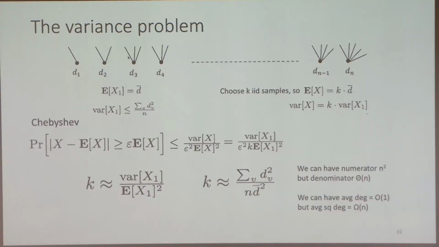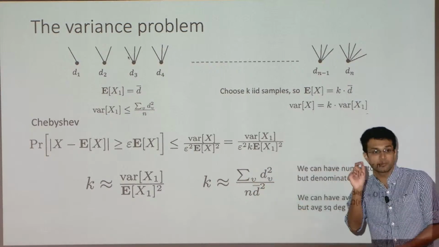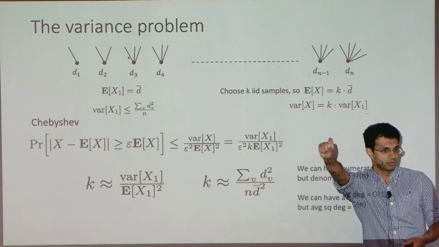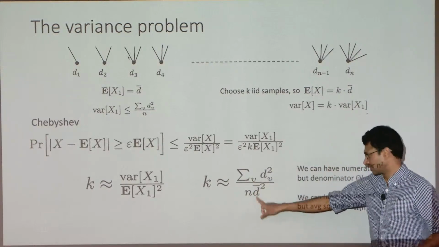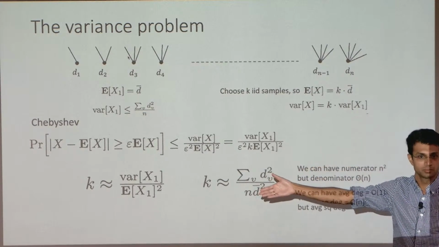More specifically, the numerator can be something like n squared. Like if there's one vertex of degree n, it's going to be n squared. But the denominator might just be n because the average is just 1. Right? So this is basically, in statistical language, just reframing the problem.